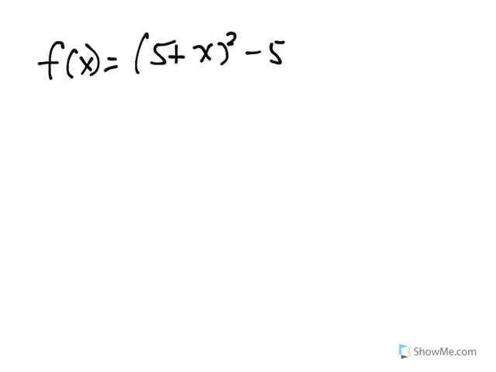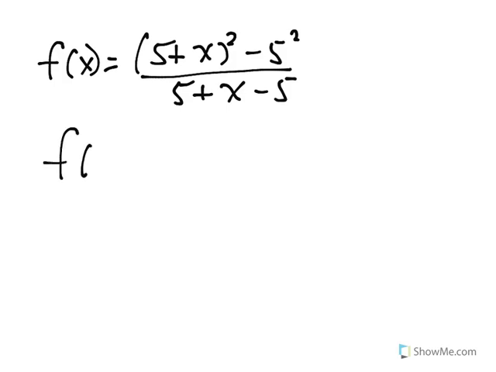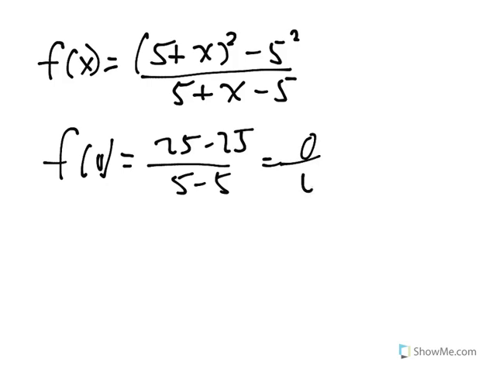But there are some more complicated expressions also. So here I want to do about 5 different ones. Here's a function that looks really contrived, but something like this is going to come up a lot in future lessons. So here's a function, (5 plus x) squared minus 5 squared, over (5 plus x) minus 5. And if you try plugging 0 in, you would get 25 minus 25 over 5 minus 5, which is 0 over 0.